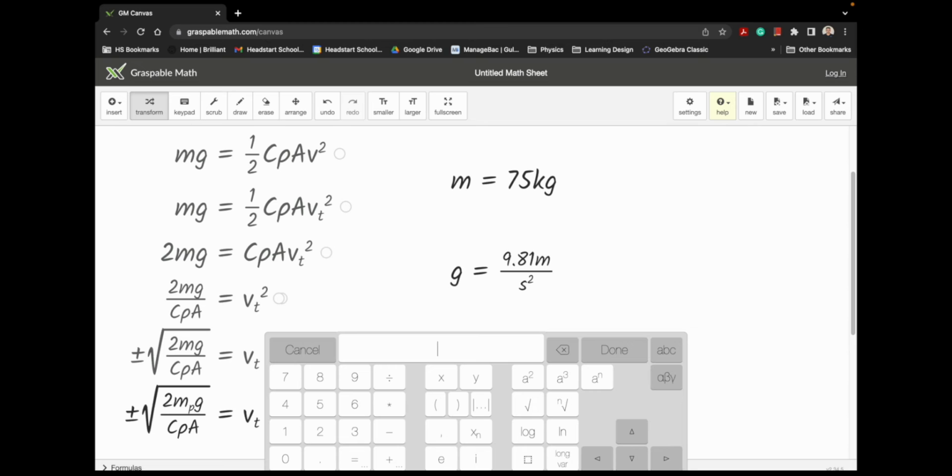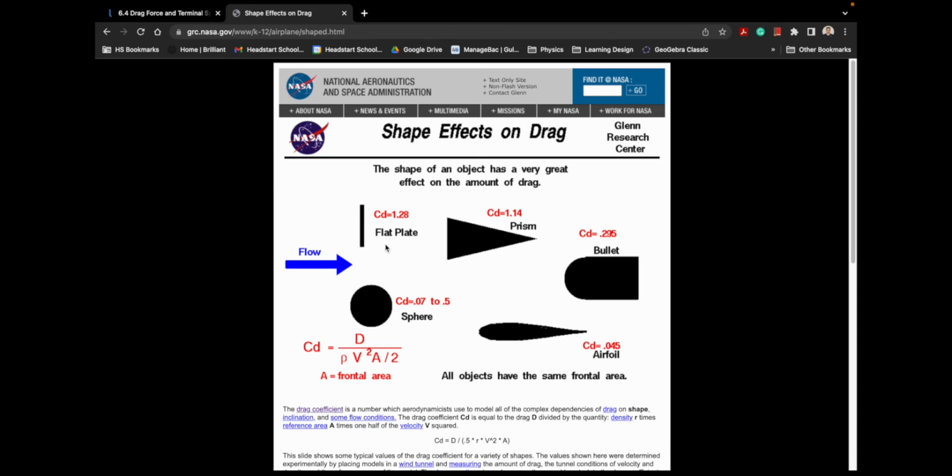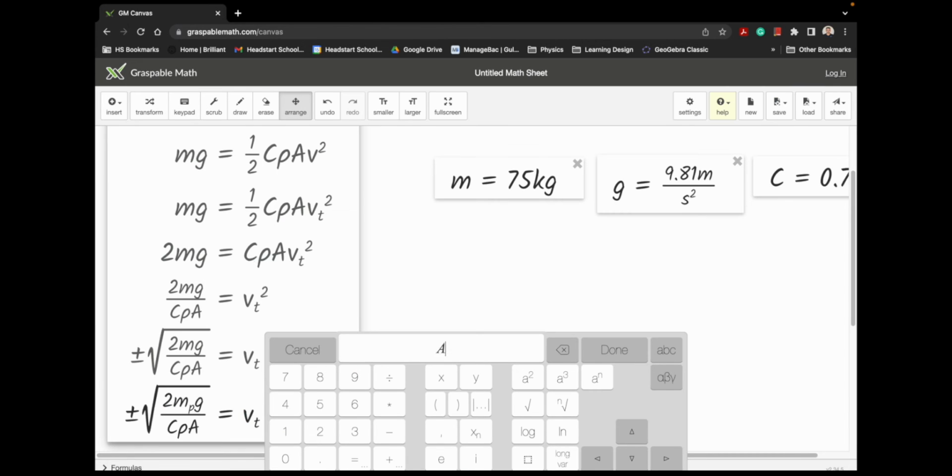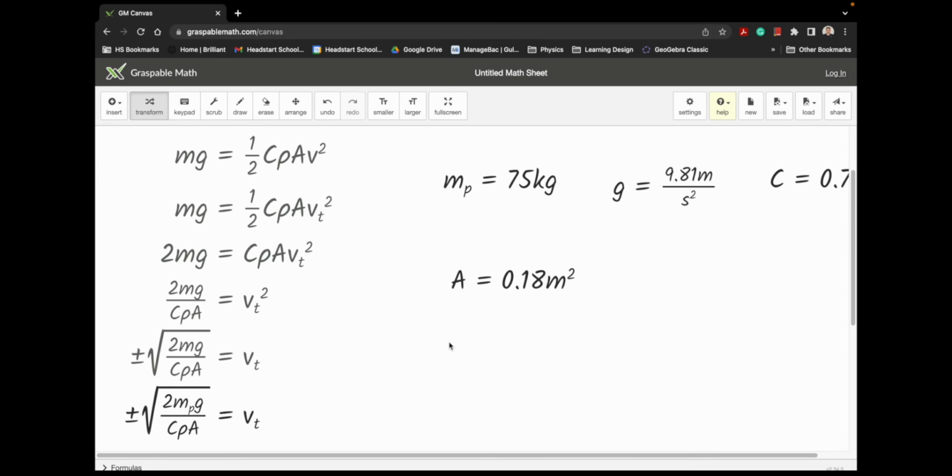Now we need to put the value of coefficient of drag 0.7 for a head-first dive. The coefficient of drag depends upon the type of shape that is coming in contact with the airflow. We can see that for flat shapes, coefficient of drag is greater than 1, and for a shape of a bullet, it is significantly less than 1, and for a sphere, it is one of the lowest. Now we need to define the frontal area, which is 0.18 meters square. Once all our variables are defined, the only thing left is to drag and drop the values.